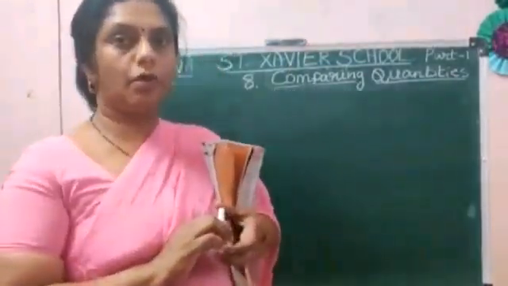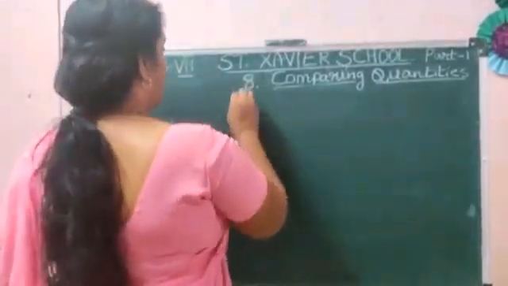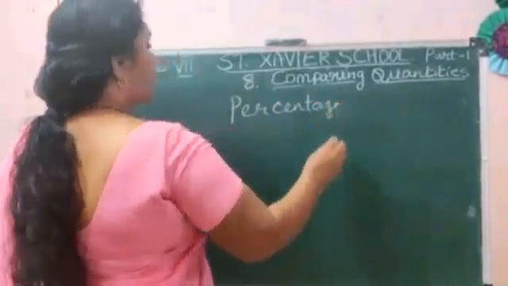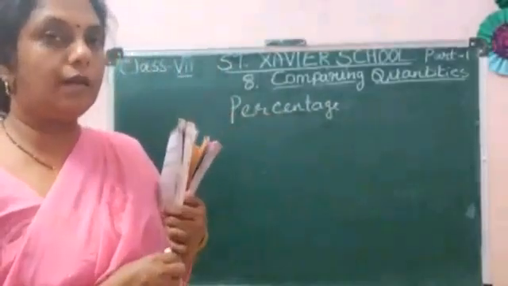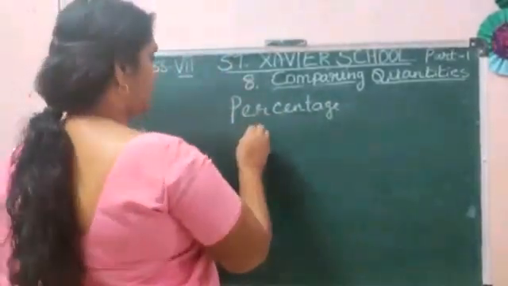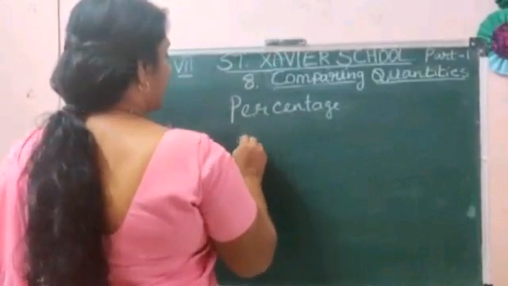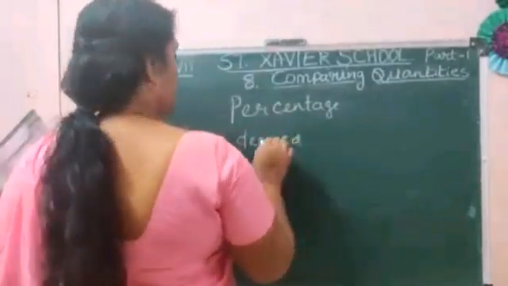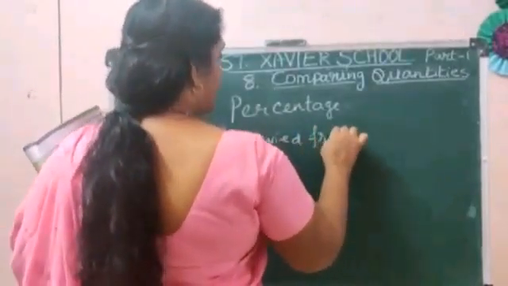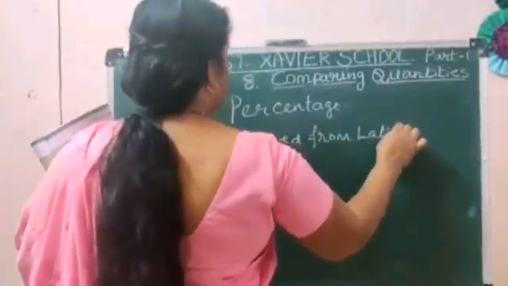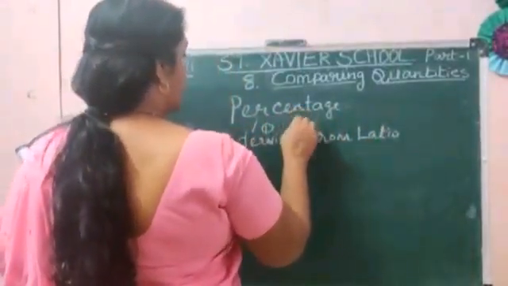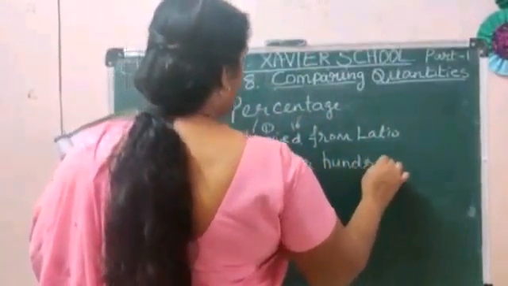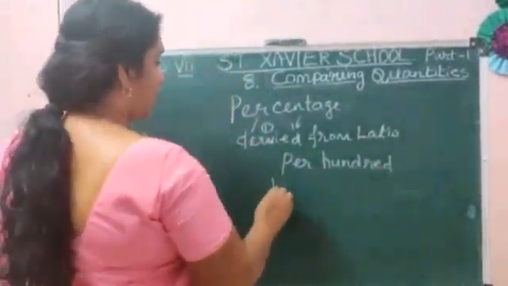Now we will go for the second topic, that is called percentage. It is derived from the Latin word per centum. Per means one and centum is 100, that is per 100.